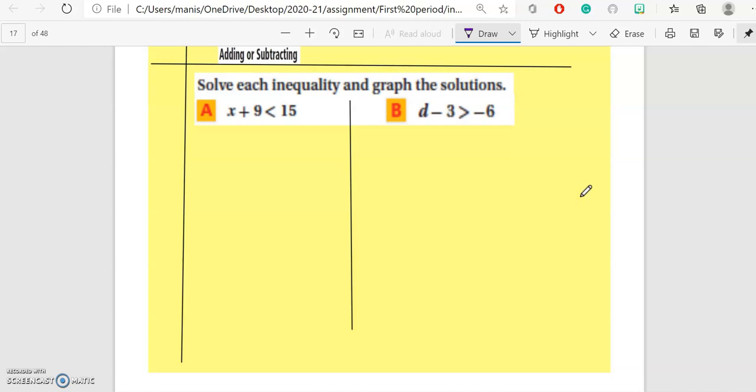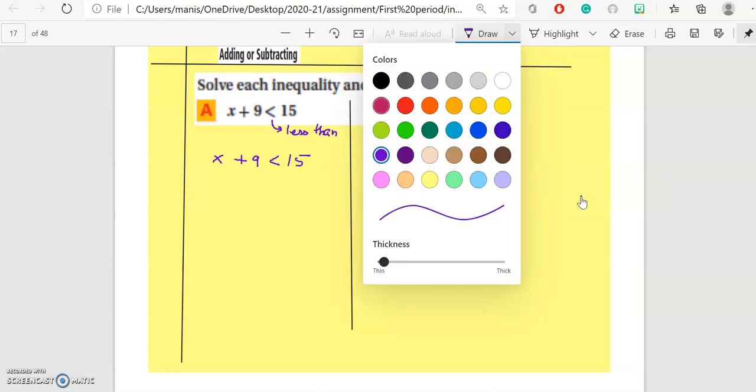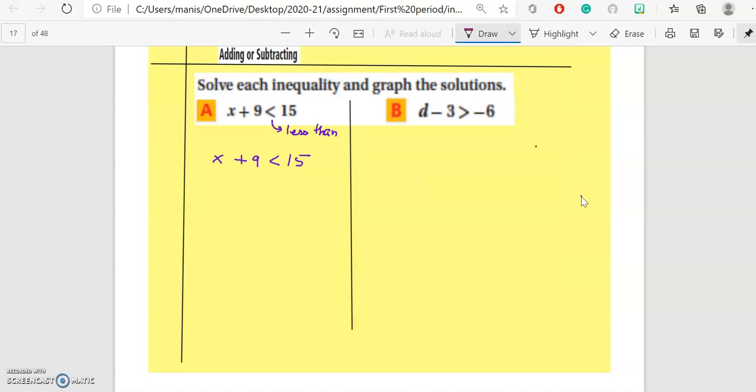Okay, so first of all, let's read this. It says x plus 9 is, this symbol is called less than. See, I am writing the name of these symbols in each and every question. You should do the same thing. Now, before you solve the inequalities, always treat the given symbol like an equal sign, like it is an equation. So now if it is an equation, I will read it like this: x plus 9 is equal to 15.